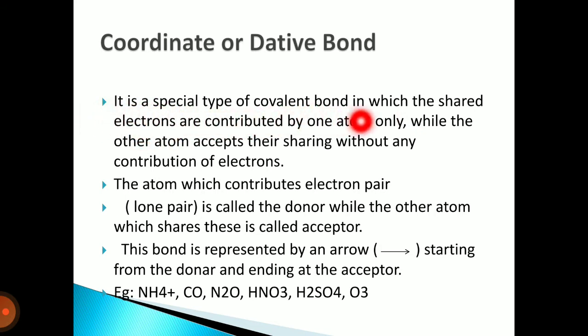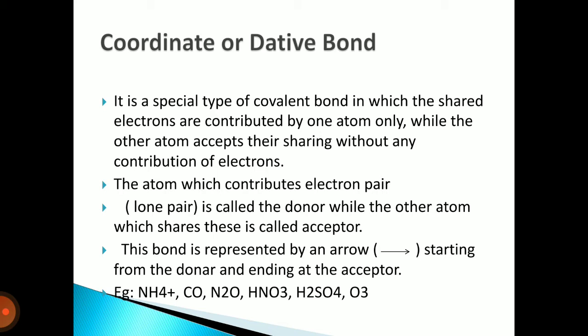Let us see what a coordinate bond is. It is a special type of covalent bond in which the shared electrons are contributed by one atom only, while the other atom accepts their sharing without any contribution of electrons. The atom which contributes its lone pair of electrons is called the donor atom, while the other atom which shares these electrons is called the acceptor atom. The bond is represented by an arrow starting from the donor atom and ending its head at the acceptor atom.